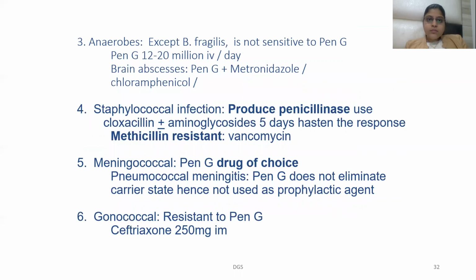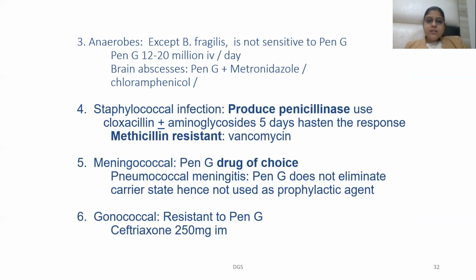Anaerobes, in the infection of the anaerobes, we can give penicillin G. In brain abscesses, penicillin G, metronidazole and chloramphenicol are effective. In staphylococcal infections, they produce penicillinase, so penicillinase resistant penicillins like cloxacillin and aminoglycosides are given.